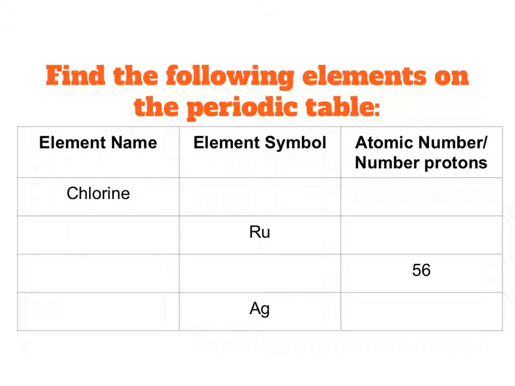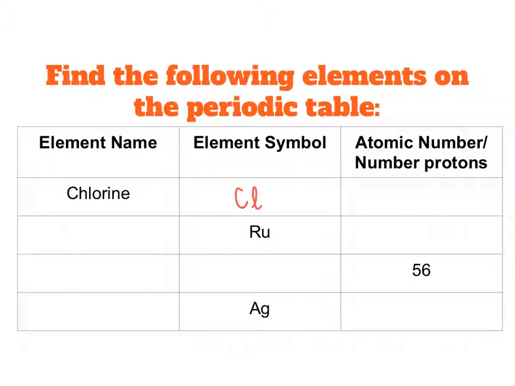Okay, so let's do a little finding here. I'm going to do the first one with you and then pause the video and find the rest. So chlorine on our periodic tables, I'm going to search for it. The symbol for chlorine is C with a lowercase l.